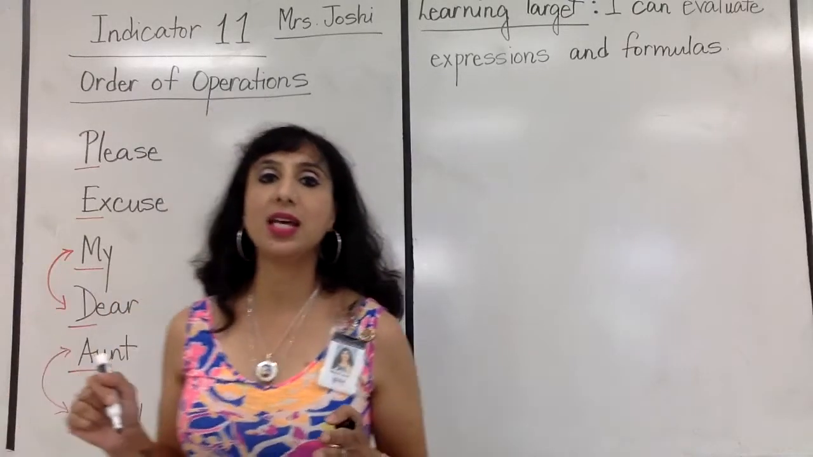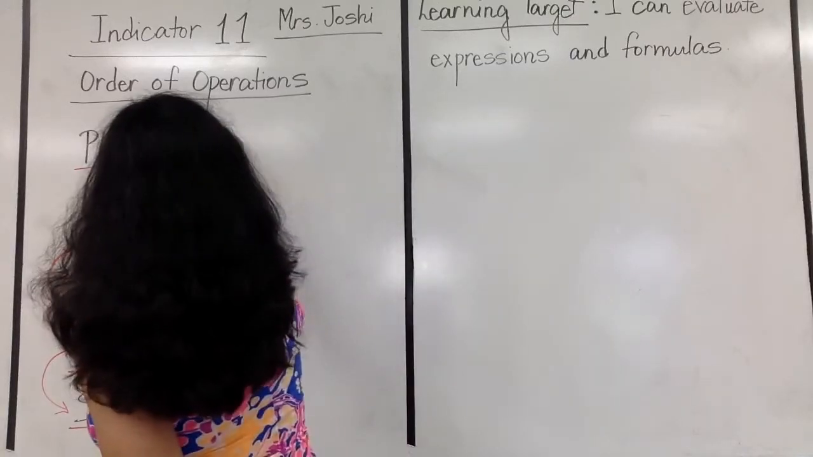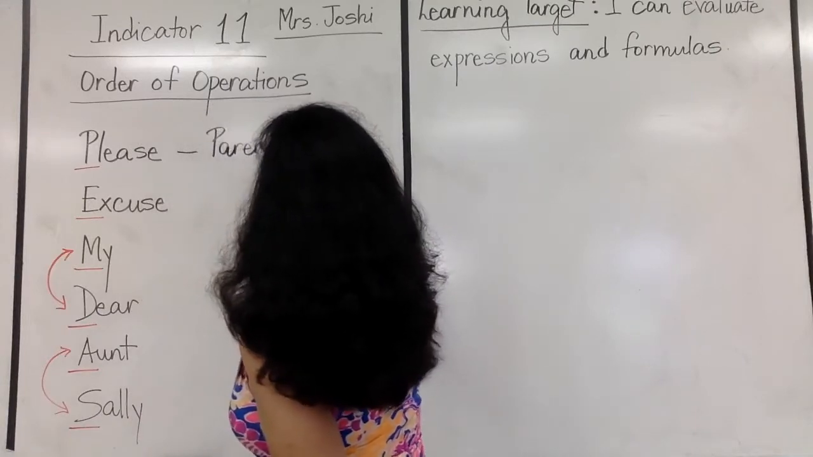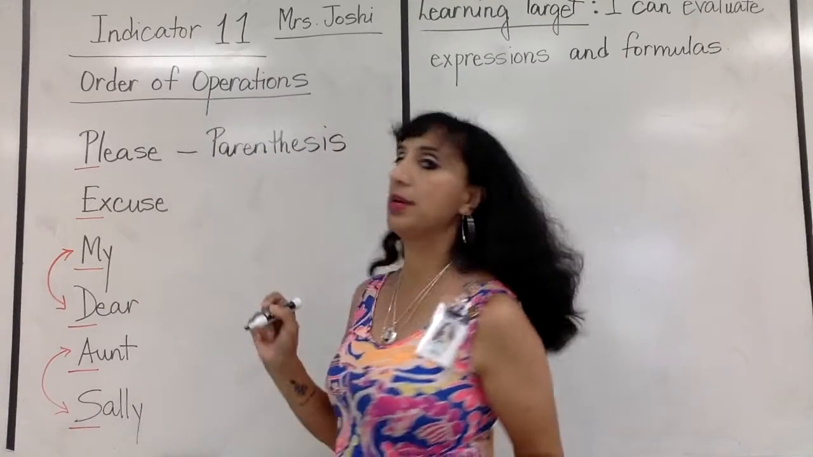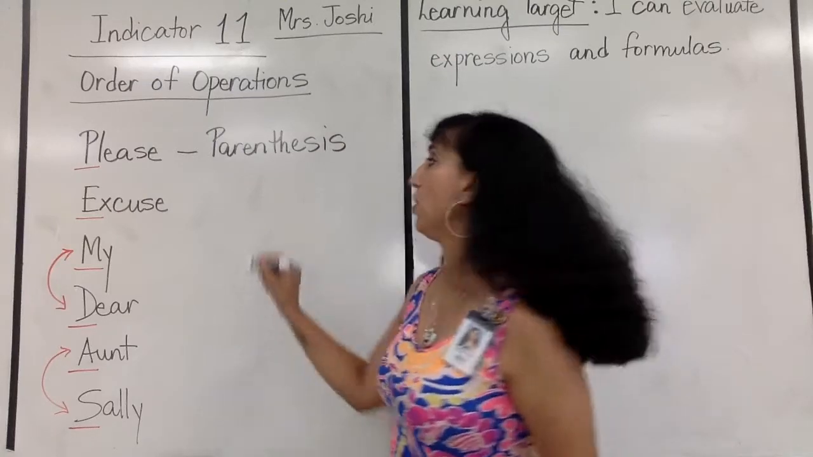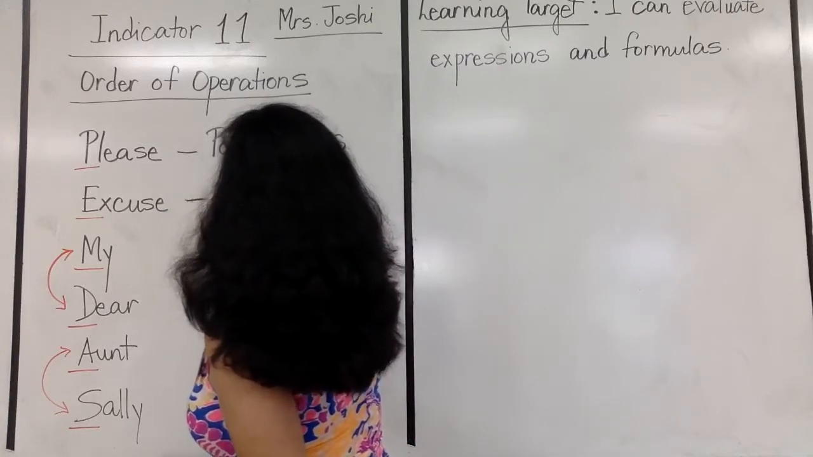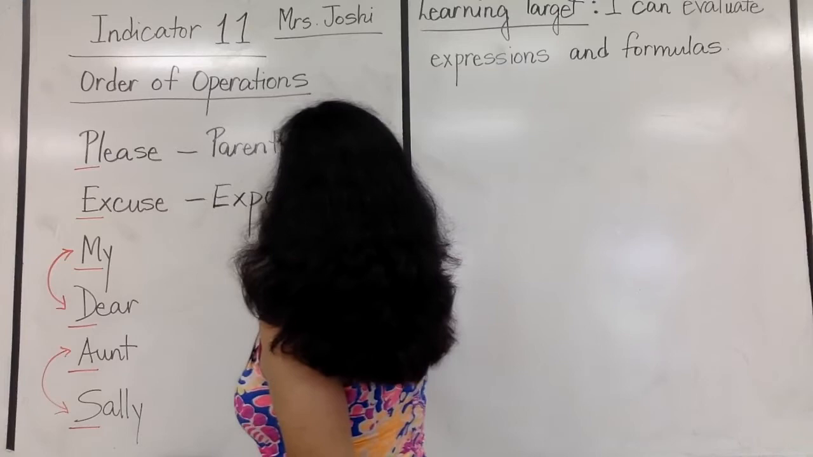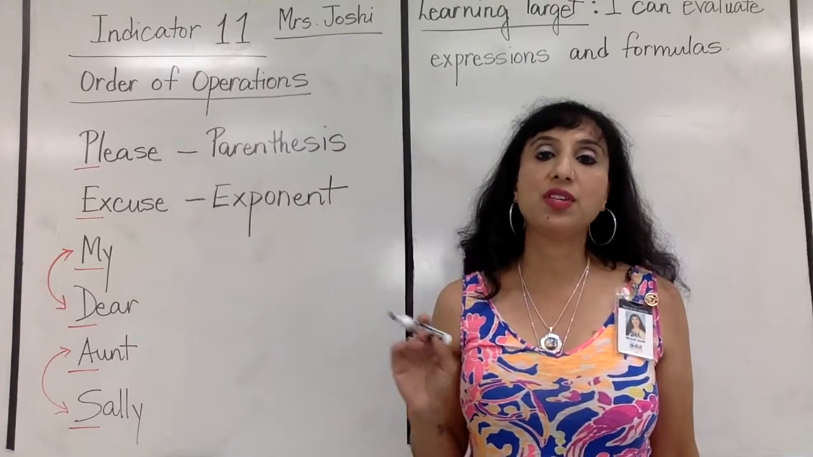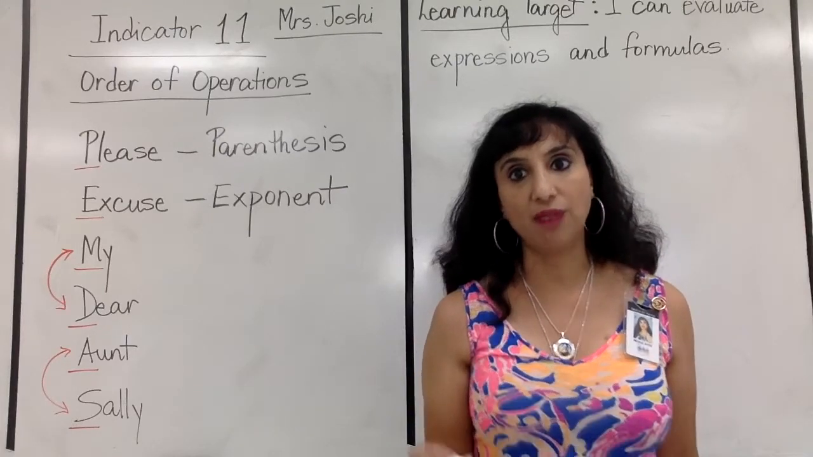The P in the please stands for parentheses. So that's the first thing that needs to be performed, if it is there in a problem. The E stands for exponent. Okay, exponent, and we have done this. If I say 3 squared or 5 to the 4th power, these are all exponents. So these need to be solved first.